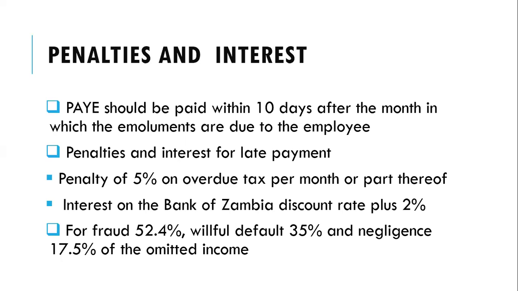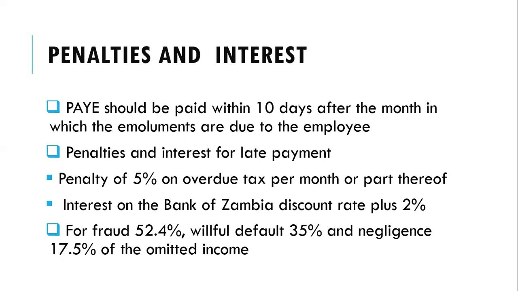No questions. Okay, so there are certain penalties and interests that are paid. PAYE should be paid within 10 days after the month in which the emoluments are due to the employee. Penalties and interests for late payments: one, a penalty of 5% on overdue tax per month or part thereof. Then two, interest on the Bank of Zambia discount rate plus 2%. So when you pay late, you pay 5% on the overdue tax per month or part thereof, then the interest on the Bank of Zambia discount rate plus 2%. So these are supposed to be added. That's the total amount of penalties and interest that you're supposed to pay if you pay tax late.